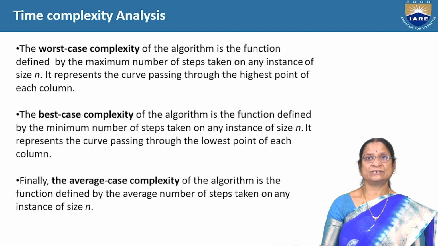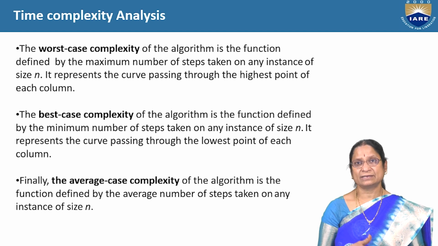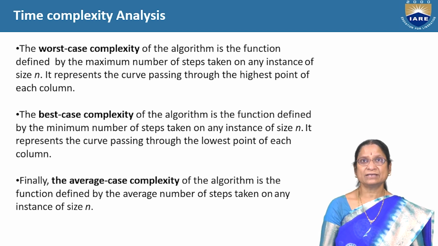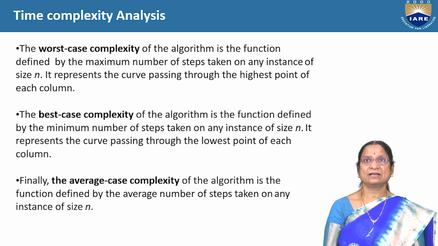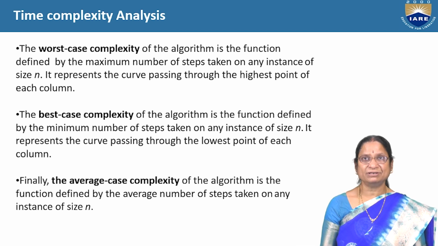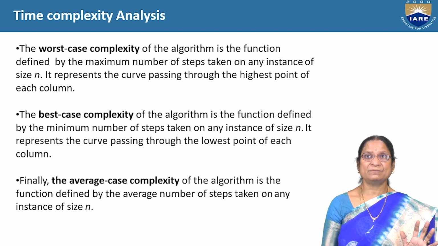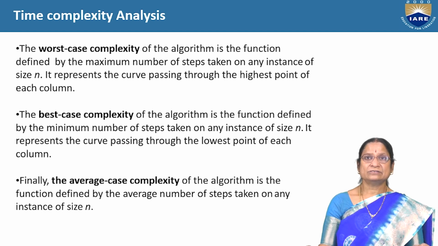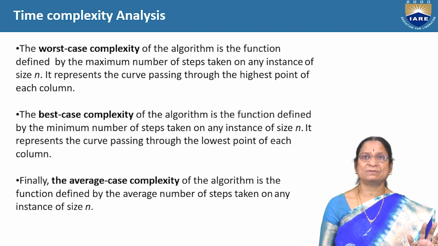But whenever we execute such a program or algorithm, we have to consider various cases or kinds of analysis. We call them the worst case complexity, best case complexity and average case complexity. Worst case complexity of an algorithm is defined as the maximum number of steps taken on any instance of n. So the maximum number of statements getting executed is the worst case.